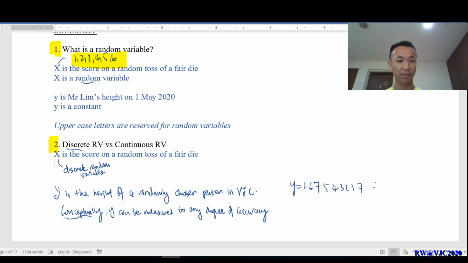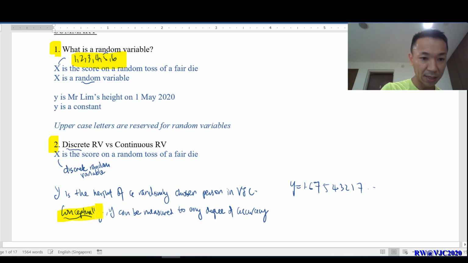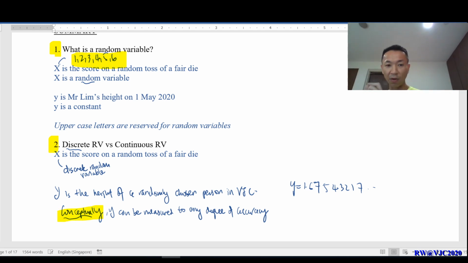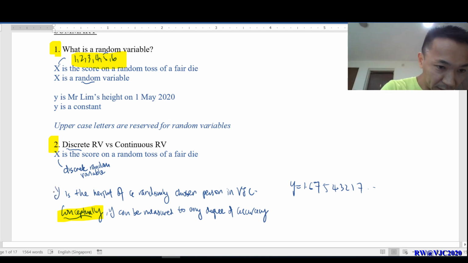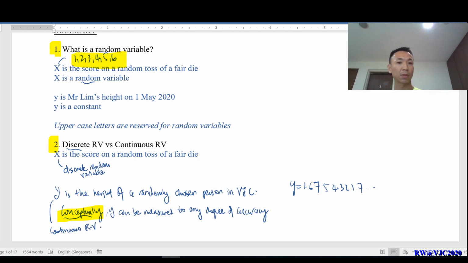It's continuous. Whereas for x, we say random toss on a fair die, even if we say a 10-sided die, 20-sided die, 50-sided die, it doesn't matter, there are only 50 possible outcomes. Whereas y is the height of a randomly chosen person in VGC, conceptually, y can be measured to any degree of accuracy. So y is what we call a continuous random variable. Okay, so we got that out of the way.